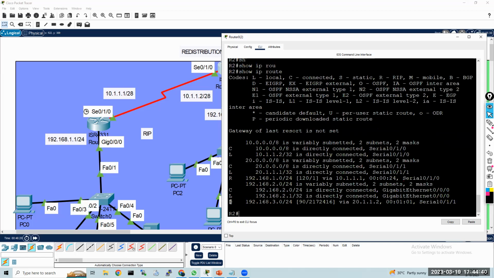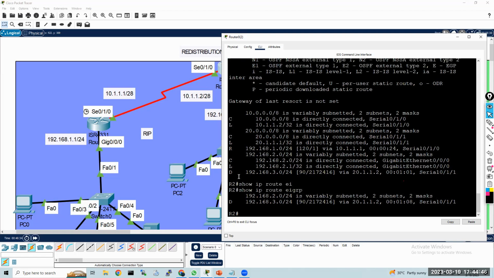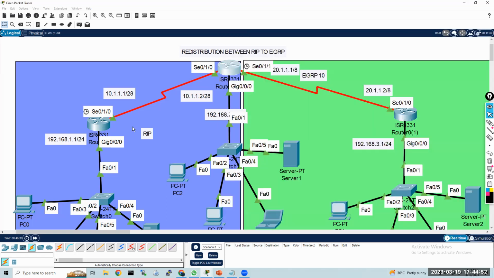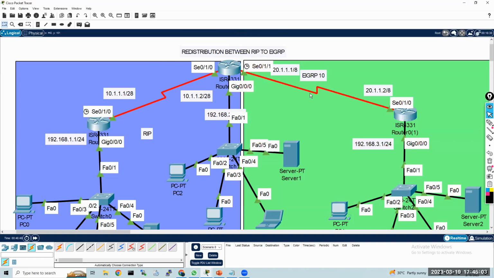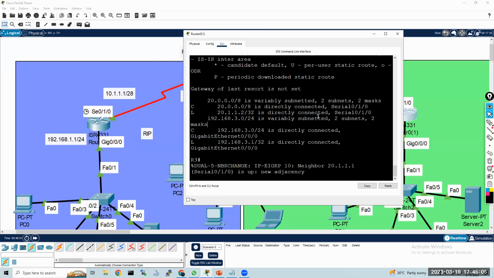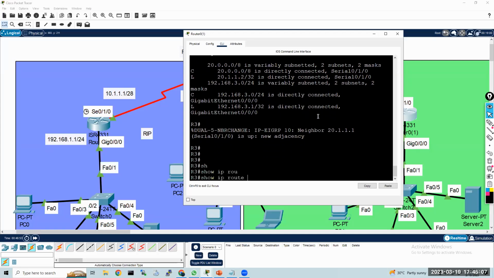Show IP route. We can see he has learned 3 networks now. Can you see? Show IP route EIGRP. 3 networks he has learned, right? And same thing if you check here. So 20 network has been learned, 2 networks have been learned. Now let's check this guy. Show IP route.